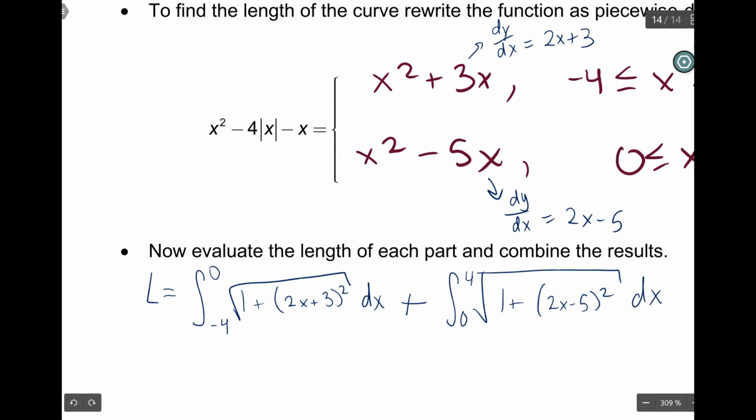dx. Isn't there something where we have to flip the integral? Or we just split it up because we took the integral from -4 to 0, which is defined by this function. Then we did 0 to 4, which is defined by another function. Added together, we have the total length.